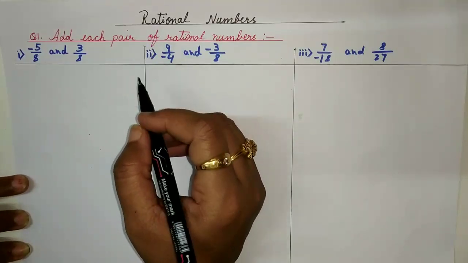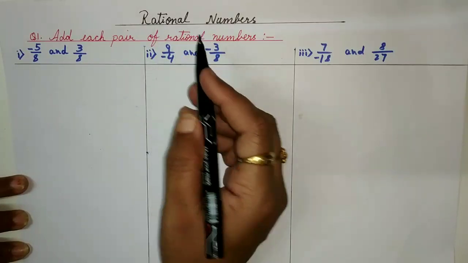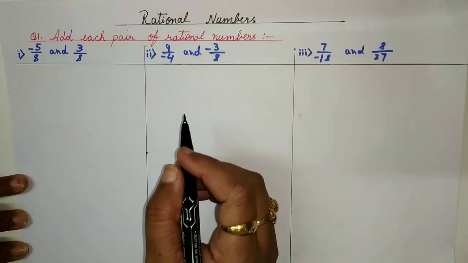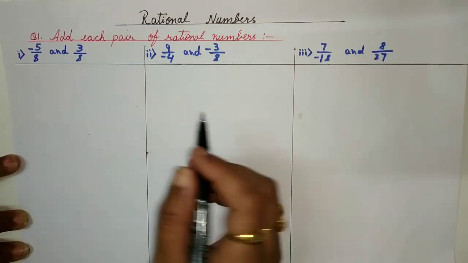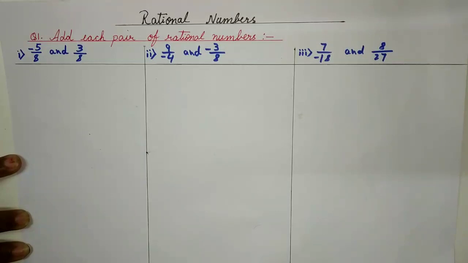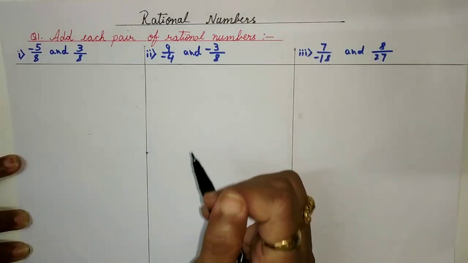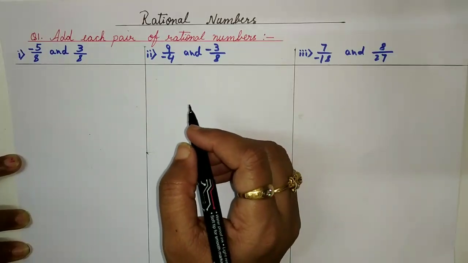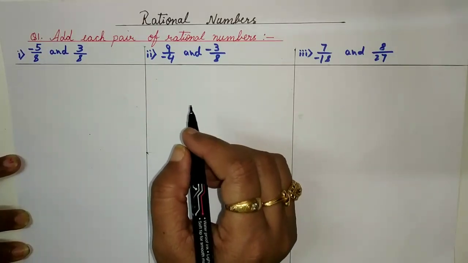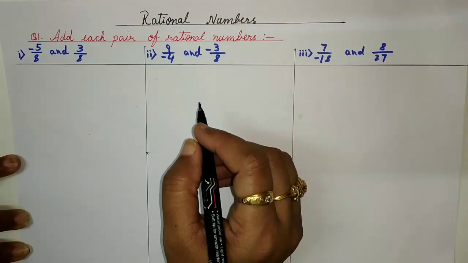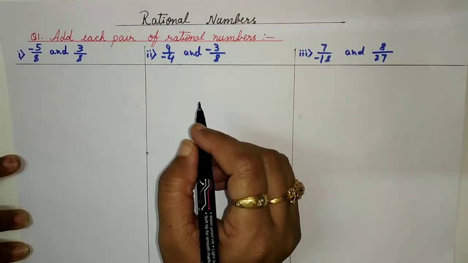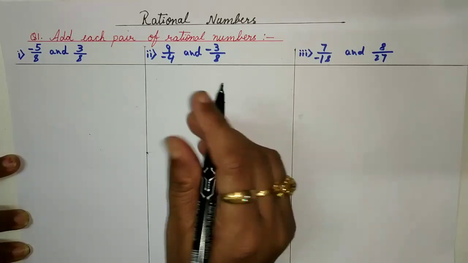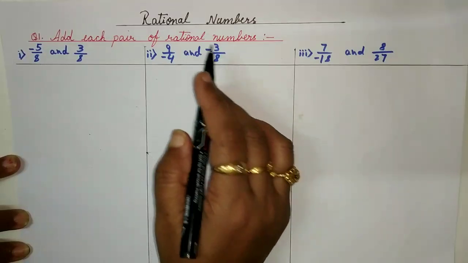Today I will teach you how to add rational numbers. So first, what is a rational number? Actually, any number that can be expressed in the form of P by Q, where the denominator, the Q, is a non-zero number. So all real numbers are rational numbers. They can be positive or negative. Any fraction or integer is a rational number.